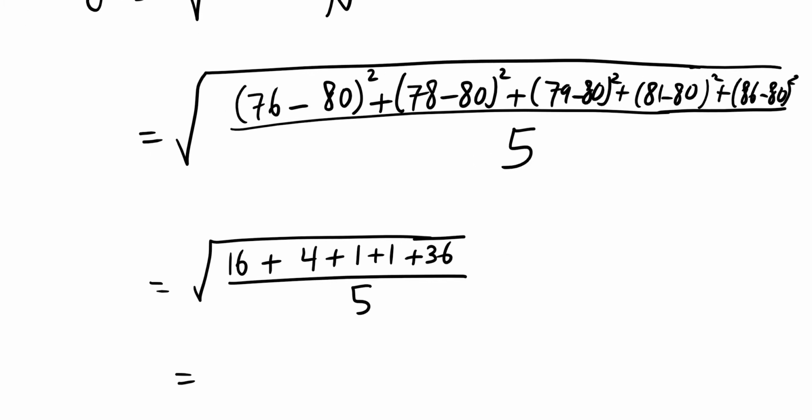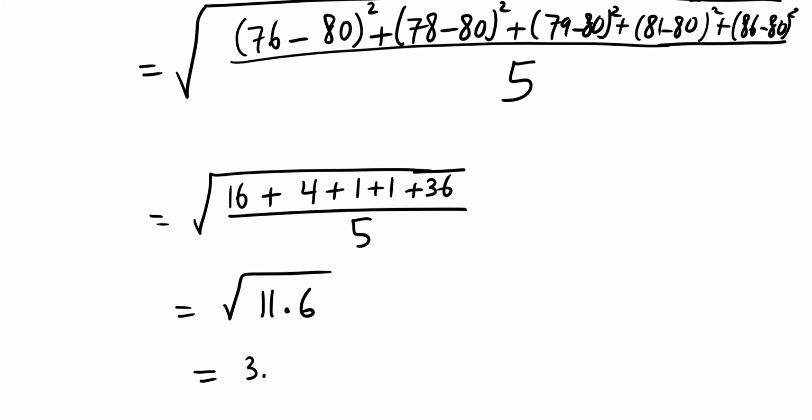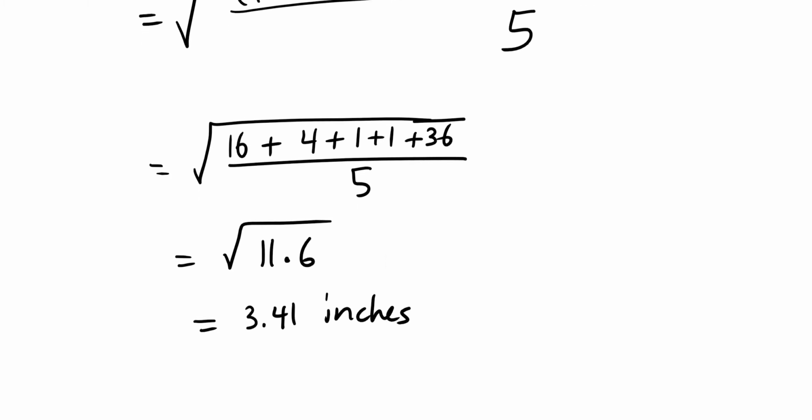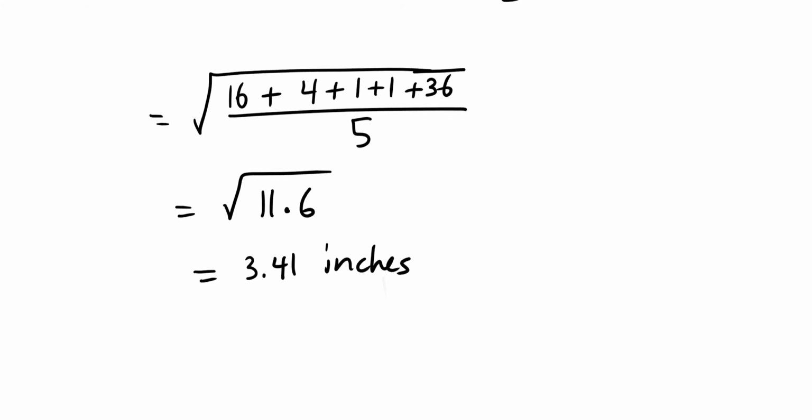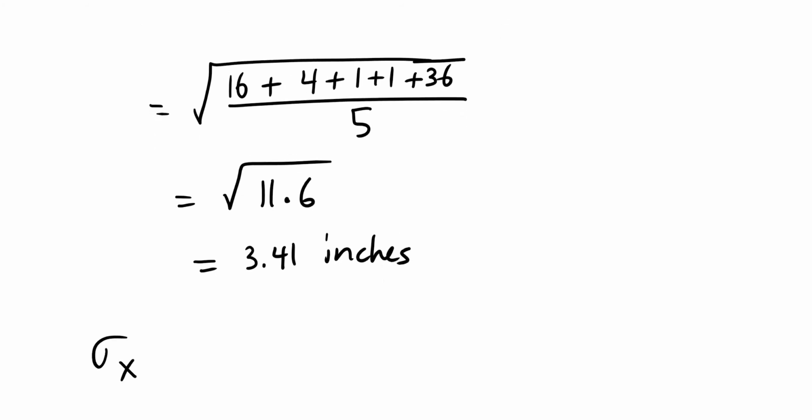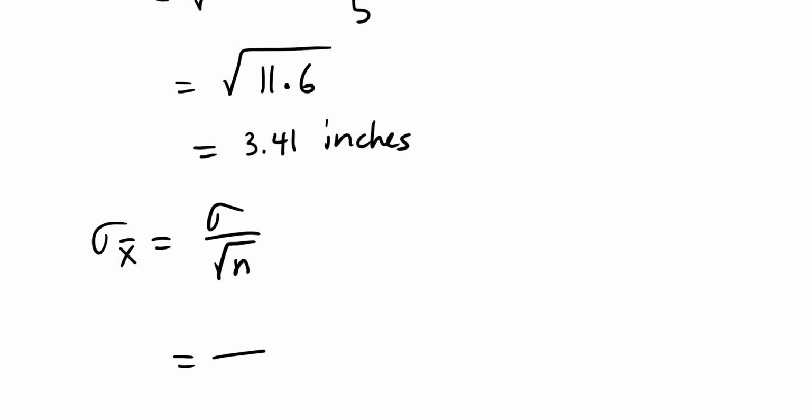And that gives us the square root of 11.6, which is about 3.41 inches to 2 decimal places. That is the population standard deviation. Then the standard deviation for the sample mean, or the means of the sample, equals the one we found divided by the square root of n. So that would be 3.41 over the square root of 10, if you want to do it this way.